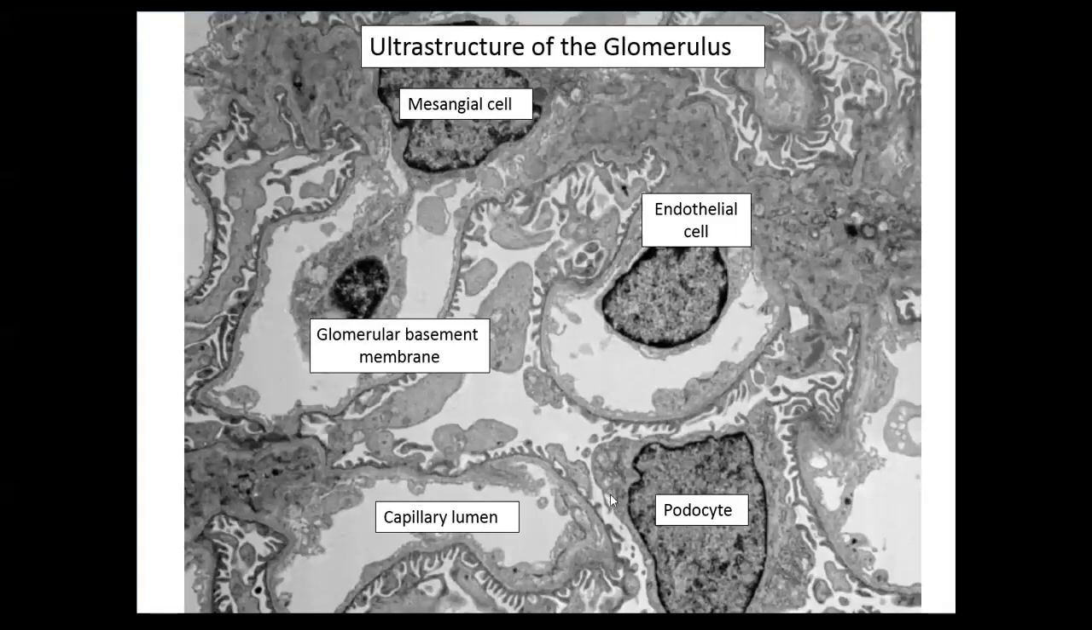Things are labeled. When I try to train residents on how to read an EM, the first thing I say is look for these little guys, which are the podocyte foot processes. If you can localize and you have intact foot processes, you know you have to be in urinary space. If you have a red blood cell, that also helps because that tells you you're most likely in the capillary lumen.